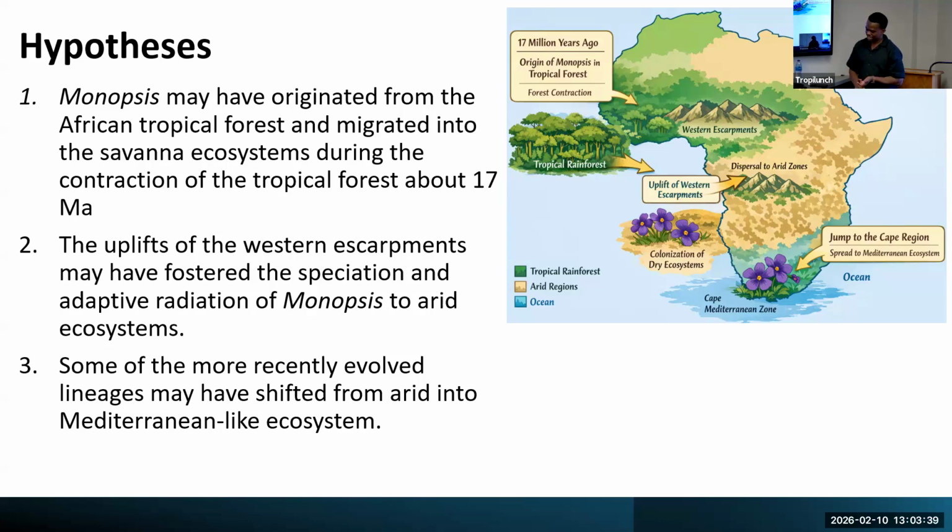And then hypothesis number three: we assume that since Monopsis was now able to colonize the dry ecosystem, it then jumped into the Mediterranean region in Cape Town recently. We assume that this is a recent event, late Miocene to Pliocene. So those are the three hypotheses that I will be testing in my research.